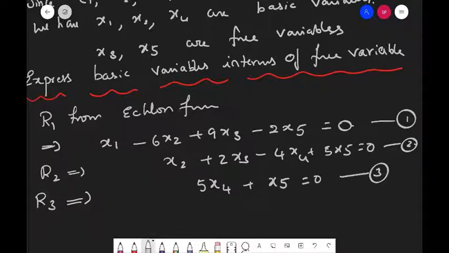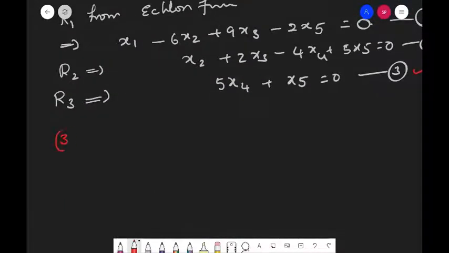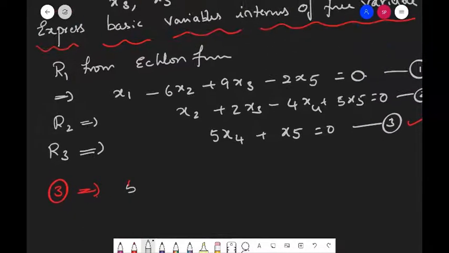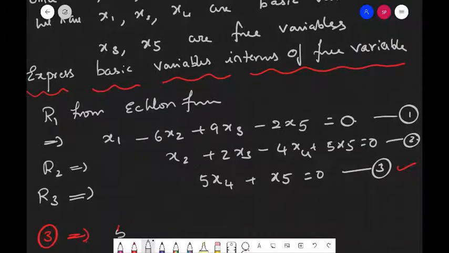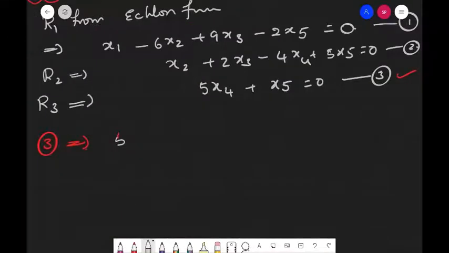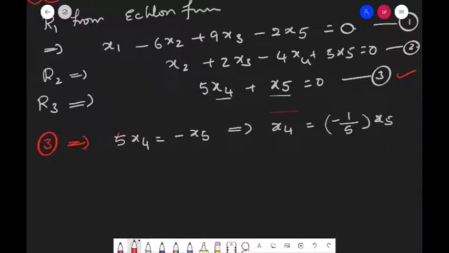Then we will start from equation 3. Among x4 and x5, which is the basic variable and which is the free variable? x4 is the basic variable, x5 is the free variable. What is our task? Express the basic variable in terms of the free variable. So x4 is the basic variable, and you have to express x4 in terms of the free variable. So I will write 5x4 is equal to minus x5, which implies x4 is equal to minus 1 by 5 x5. So this is the x4 value.